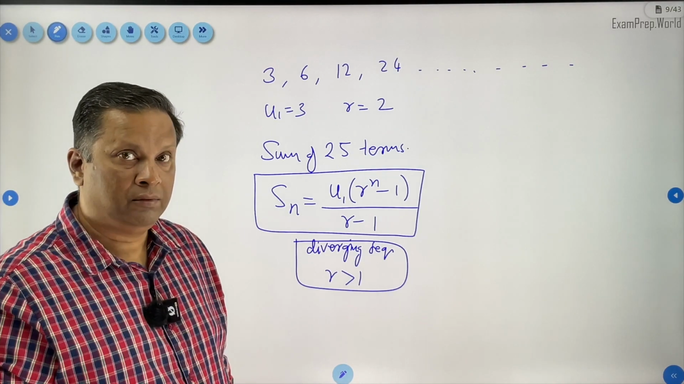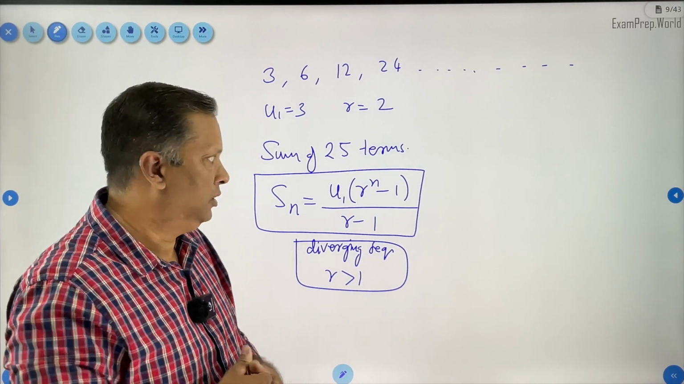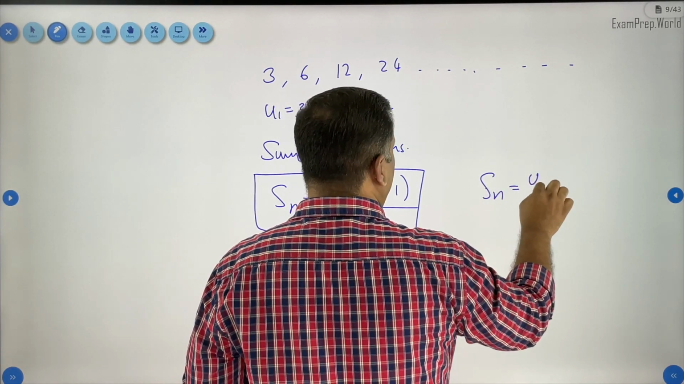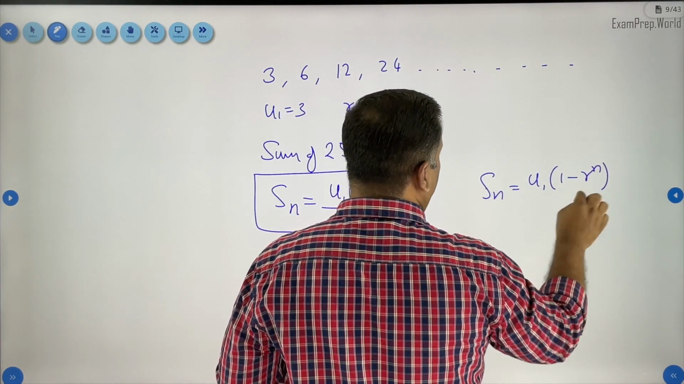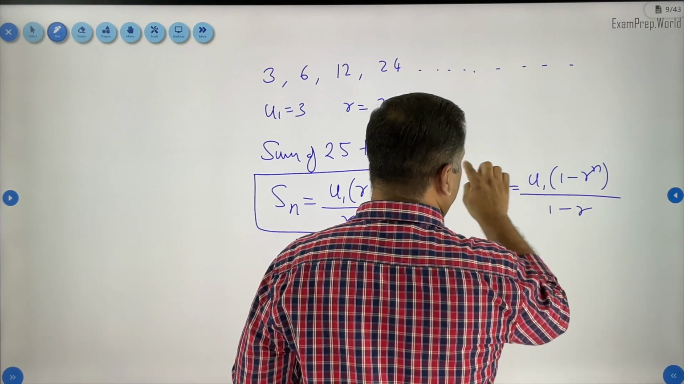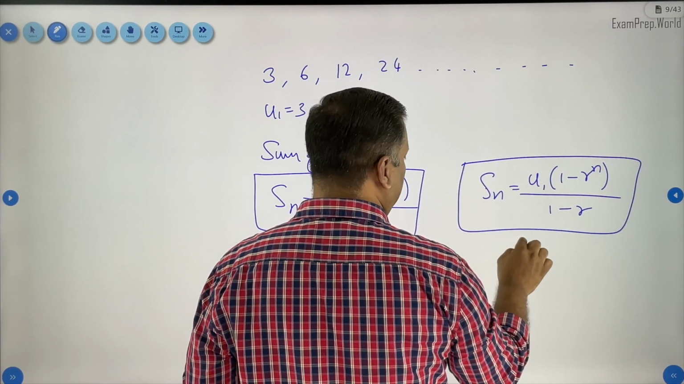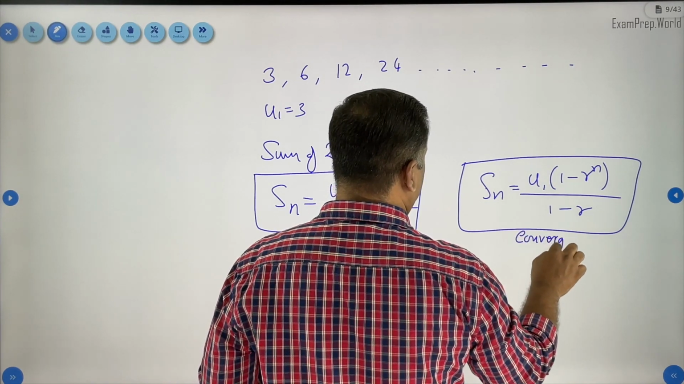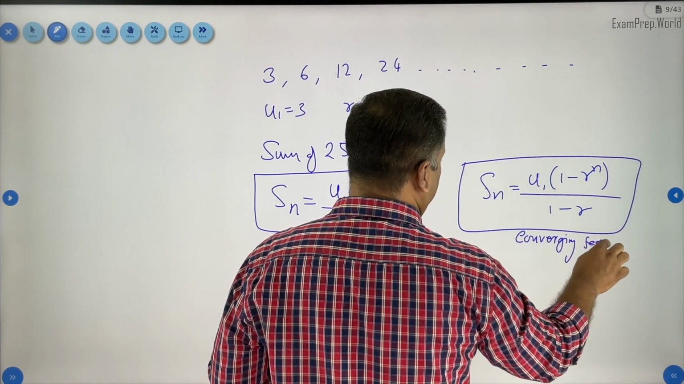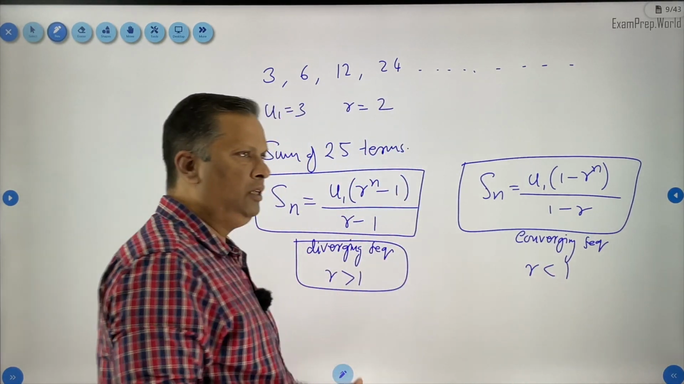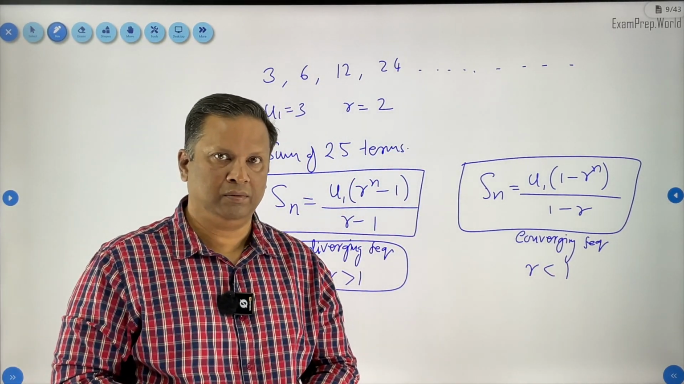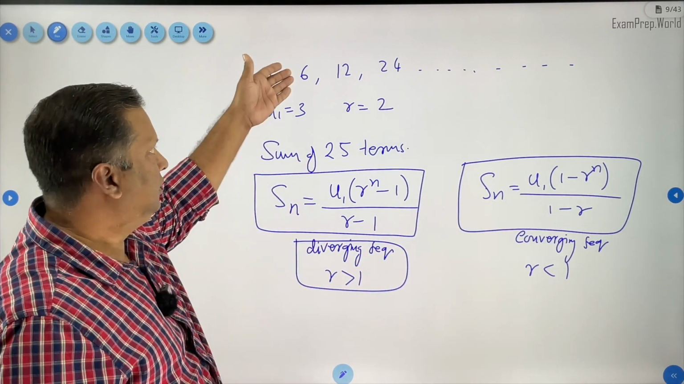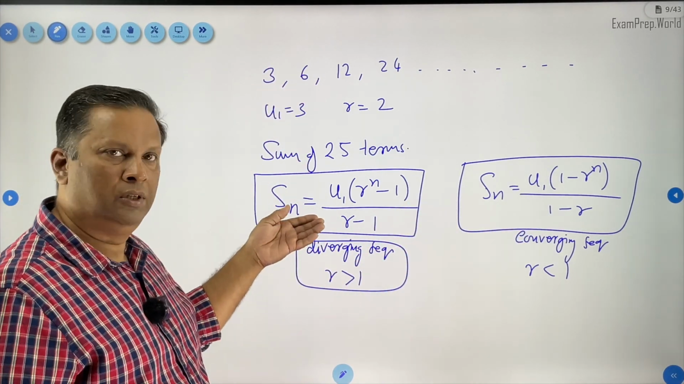If R is less than 1, like a ratio of half or 1/3, then the formula will be Sn equals U1 times (1 minus R to the power n) over (1 minus R). This is for a converging sequence where R is less than 1. Anything can be less than 1: half, 1/3, 1/4, right? So for those you will use this formula, and for a diverging series you will use the previous formula.